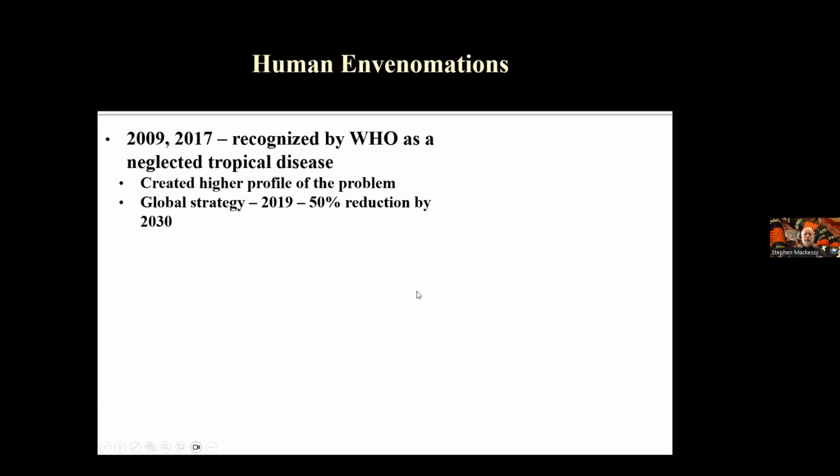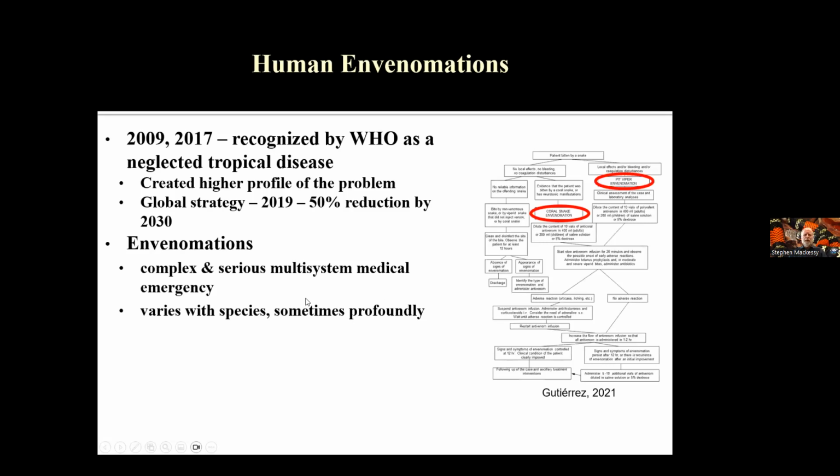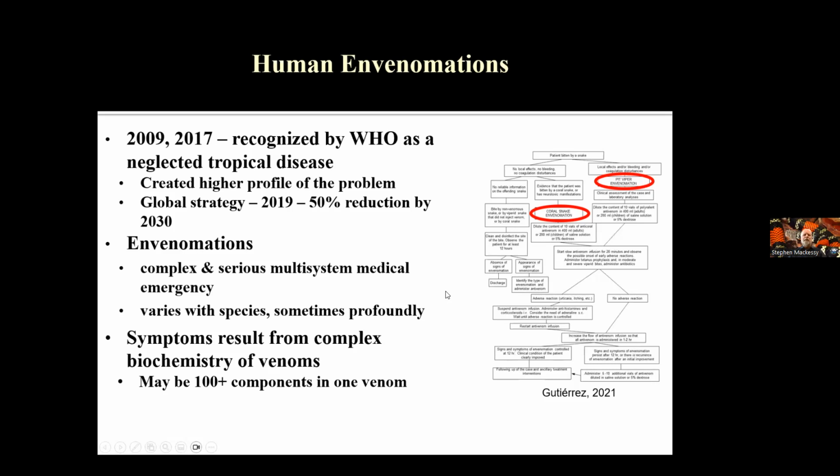As we've seen, the World Health Organization has in fact recognized human envenomations as a neglected tropical disease on several different occasions. And hopefully this global strategy will in fact be met by 2030. But if we think about envenomation in humans, this is a very complex and obviously serious medical emergency that is constantly evolving itself and requires all sorts of modifications along the way and attention to details as far as patient care. And as Wolfgang mentioned, we can see very significant differences between species and sometimes even within a single species across its range. We'll talk a little bit about that.